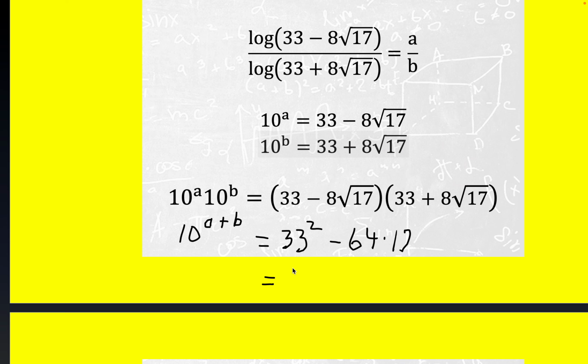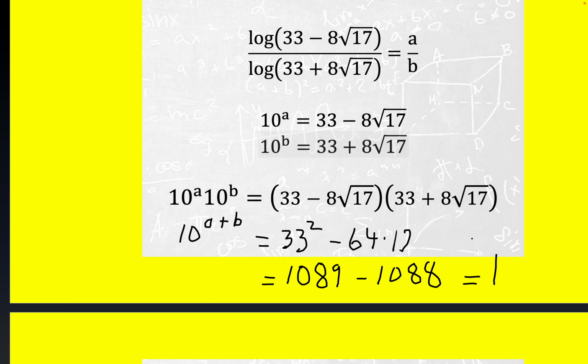33 times 33 is not too hard to compute mentally. This one just requires that you just do it. It's two-column multiplication, it's not too hard, but I'm not going to take time to do that for you guys. It's 1089. Okay, so that's equal to 1.